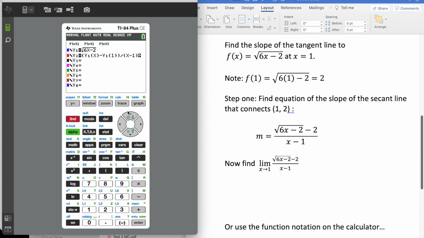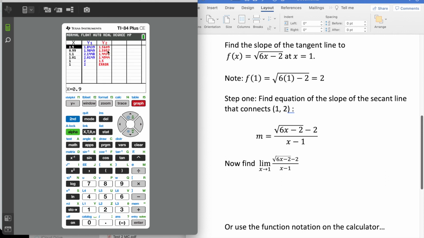Then if I go to my table, I'll see all the numbers I had before in the y2 column now. In the y1 column, I'm seeing the value of the function. That's not the slope, that's just the number that comes out of the function. We already knew that was 2, but here we're seeing the 1.5 that we got before. So that's how you can do a limit, and that's how you can do calculations that will help you find the slope of the tangent line, which is also a limit.